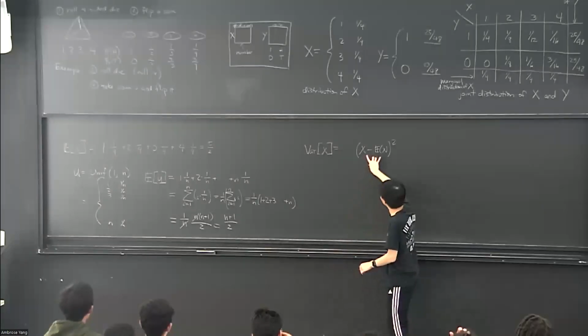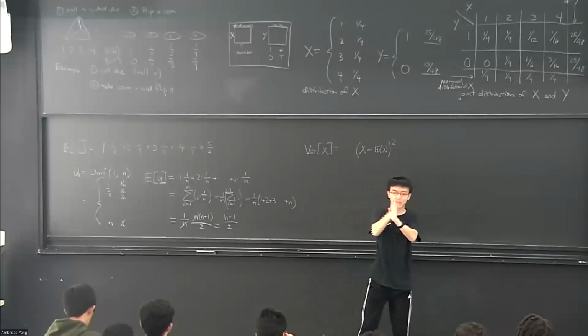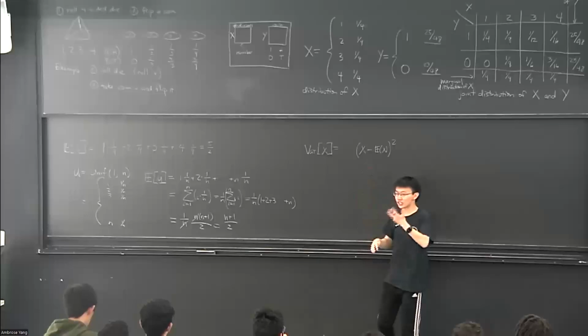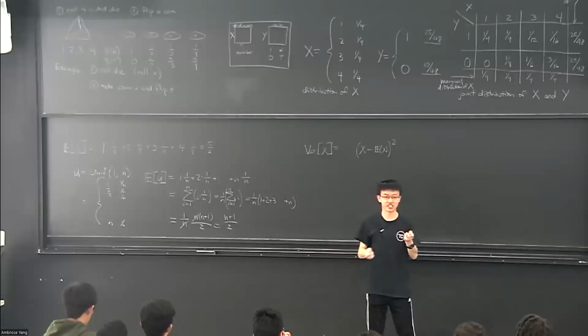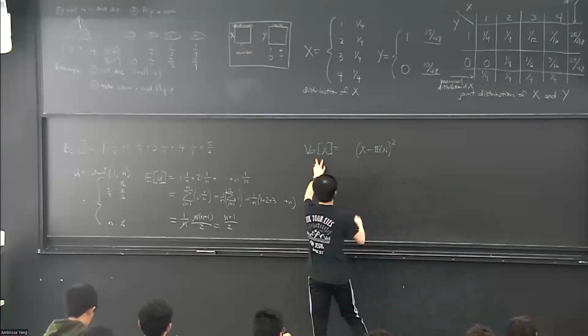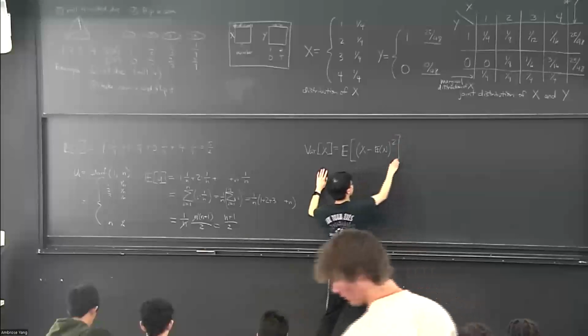And so the reason why it's squared is because if I'm less than the mean, it would be negative. If I'm bigger than the mean, it's positive. But if it's squared, then it's all positive. And so this, in effect, gives you a measure of the squared distance from the mean. The variance of x is the expected value of this.